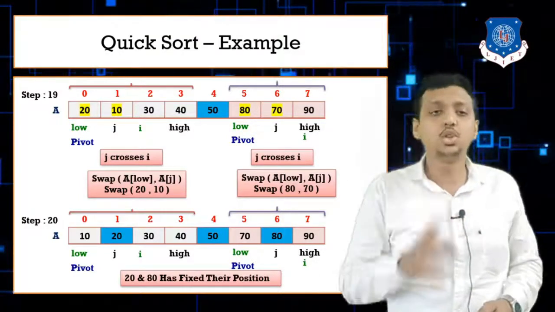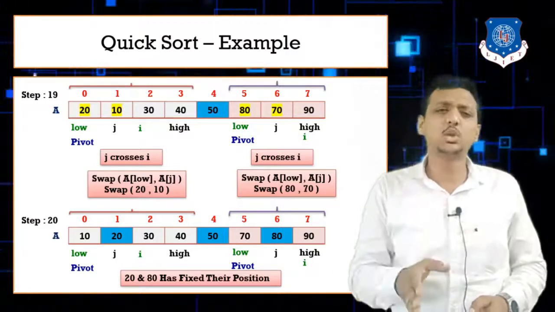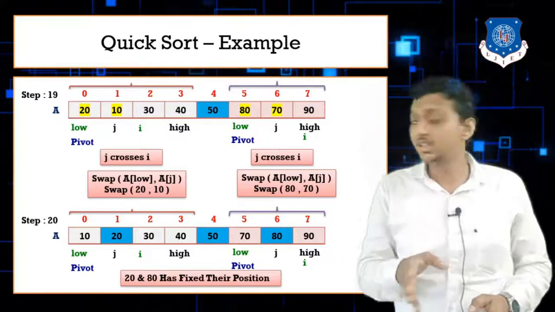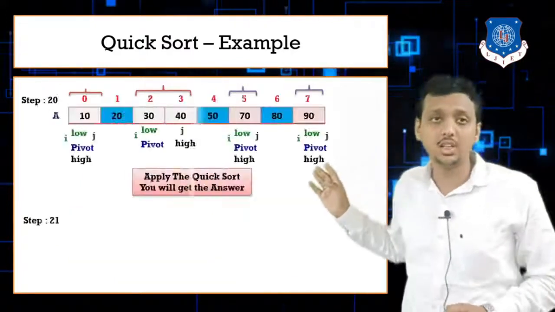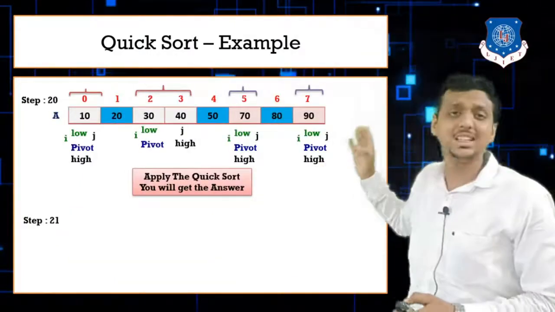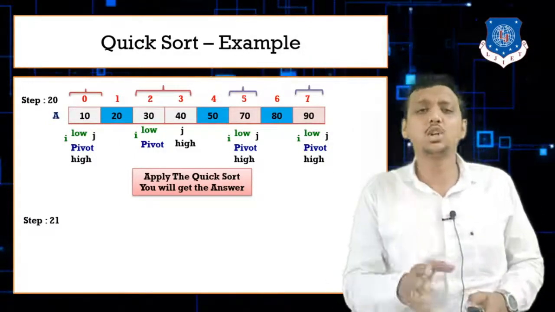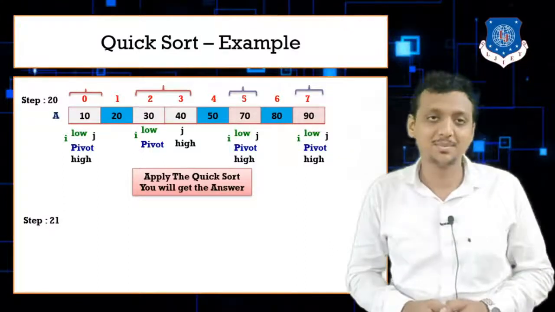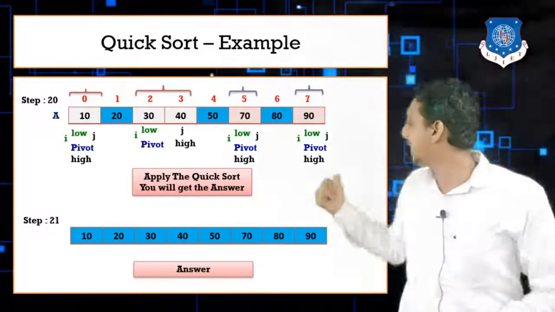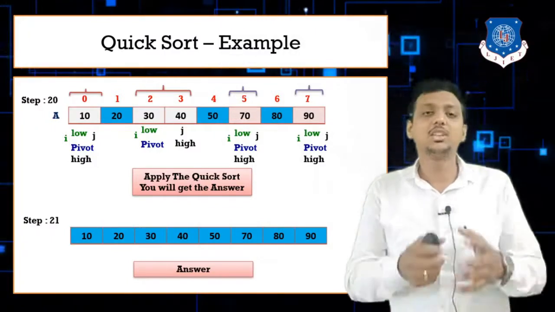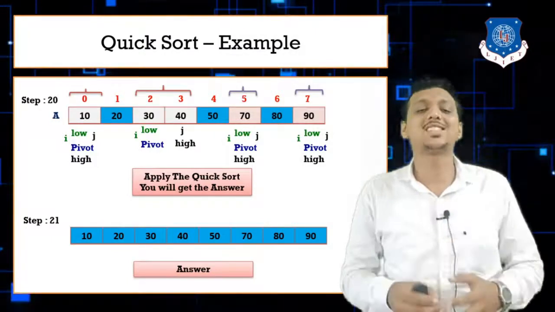Now what you need to do is apply the quicksort algorithm, same as the previous one that we have just recently applied, on 10, then 30, 40, then 70, then 90. So you just need to apply the quicksort algorithm on these 4 parts. Apply them and check, and you will get the answer as a sorted list. Fine. So this is our quicksort example.